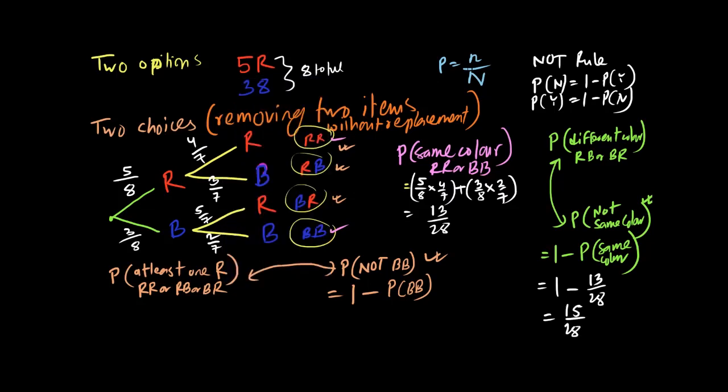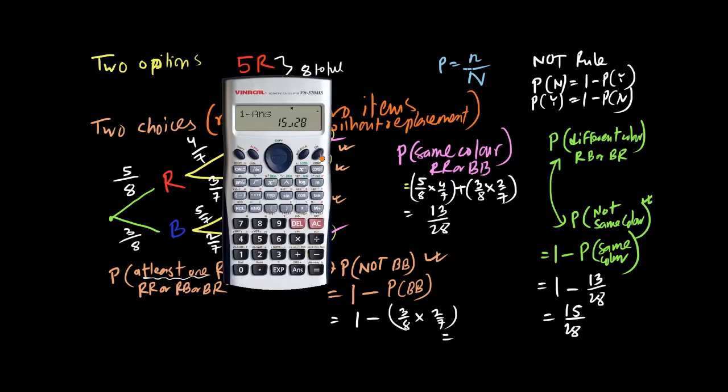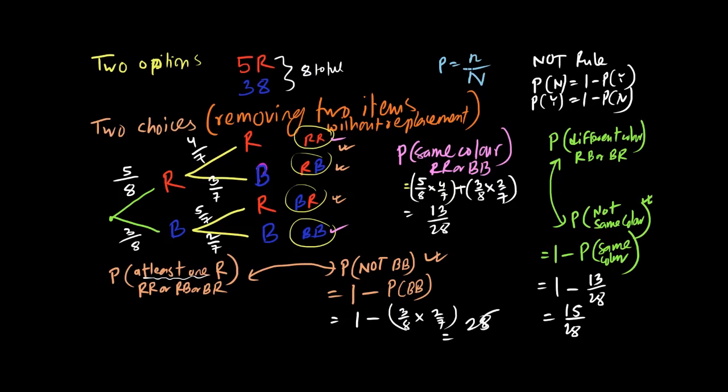Now here this is going to be 1 minus blue blue. That is much easier for finding not blue blue, meaning the question is actually at least one red. So 1 minus blue and blue is 3 by 8 into 2 by 7. It's much easier to do this calculation this way. So 1 minus 3 by 8 multiplied by 2 by 7, and this is 25 by 28.